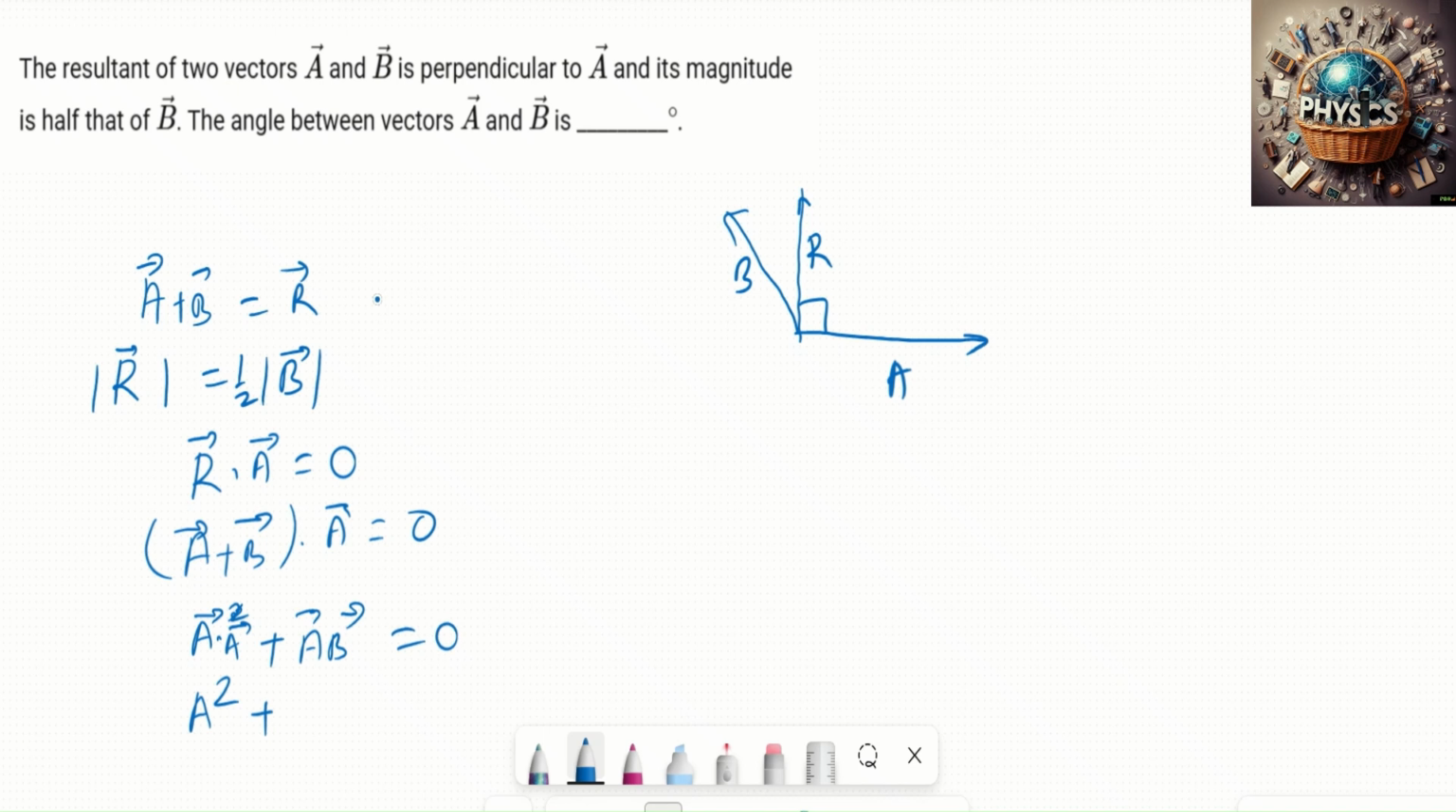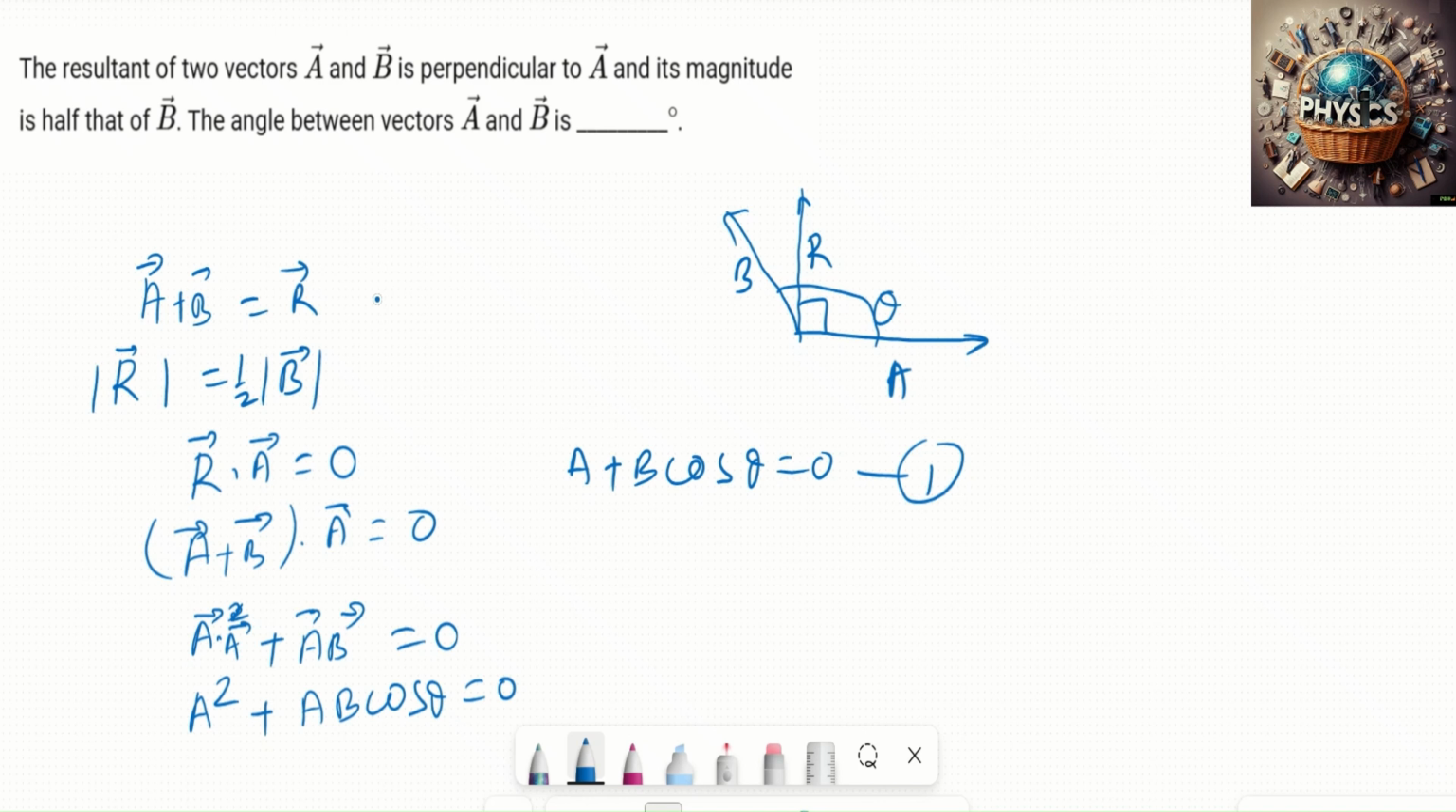So let this angle be theta. This is what we need to find out. So we'll say A square plus AB cos theta is equal to 0, or A plus B cos theta is equal to 0. This is our one equation. We can keep it.